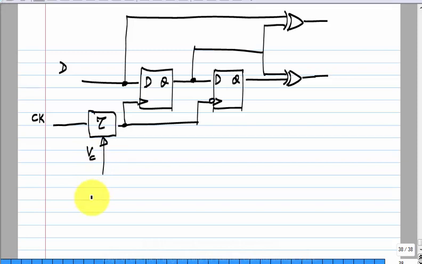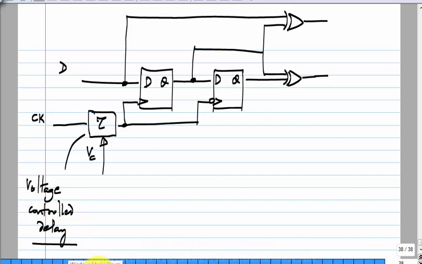Somehow we have to be able to change the phase of the clock electronically by adjusting some voltage, you have to be able to change the delay. Voltage controlled delay, okay, or sometimes it is called voltage controlled delay line, VCDL.